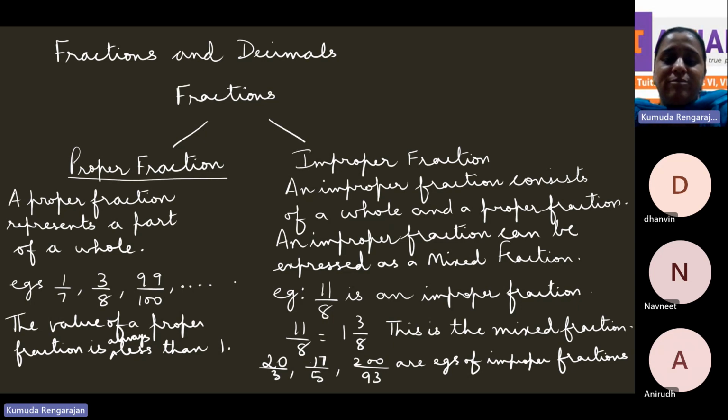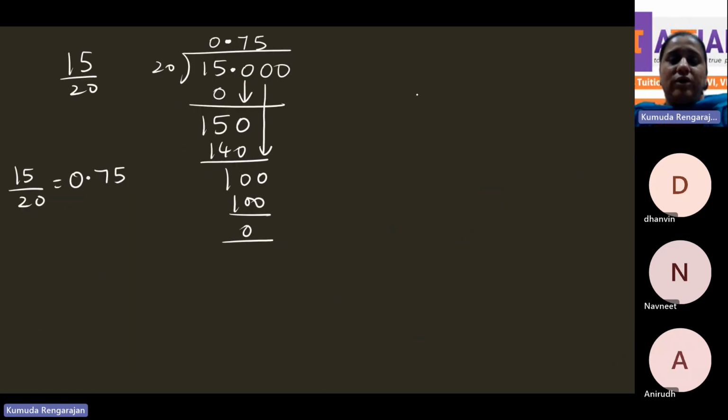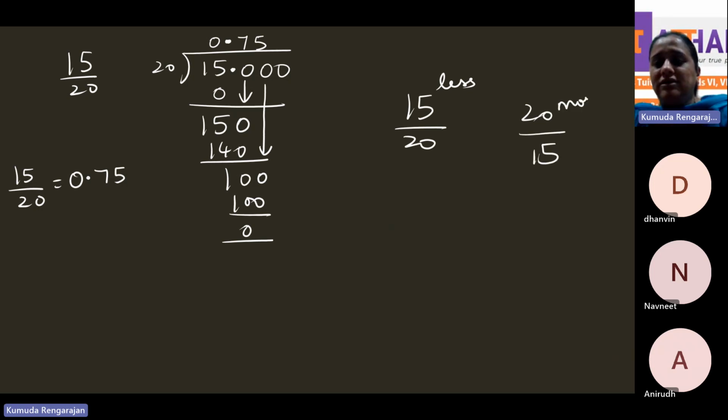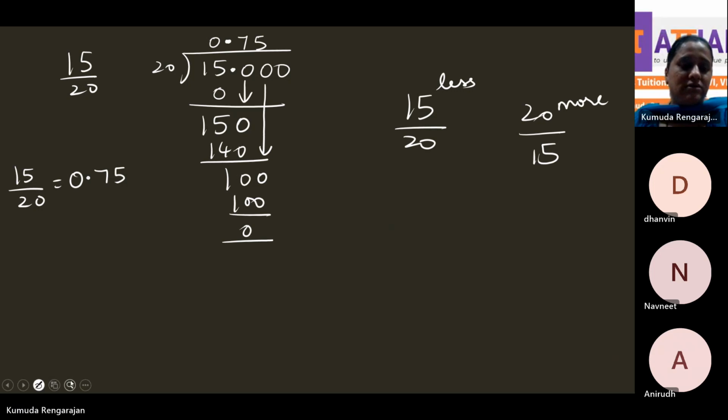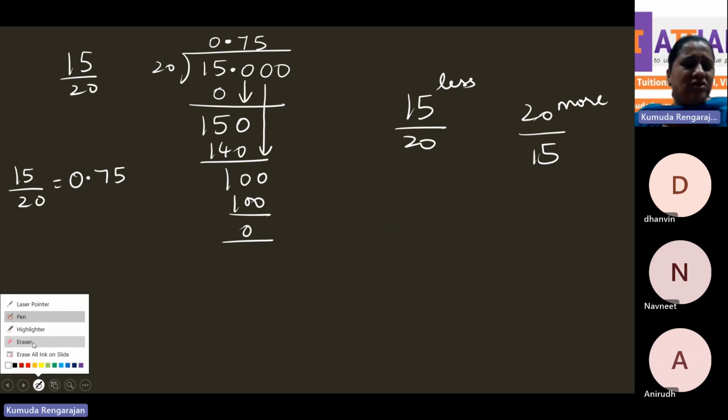You can write an improper fraction as a mixed fraction. An improper fraction can be expressed as a mixed fraction. Now you know this example, and you can also recognize fractions like this. In a proper fraction, the numerator is less than the denominator. In an improper fraction, the numerator is more than the denominator. You know all this. We're just recalling.